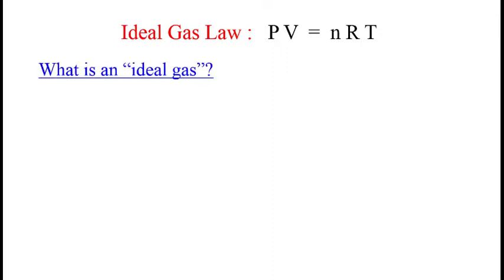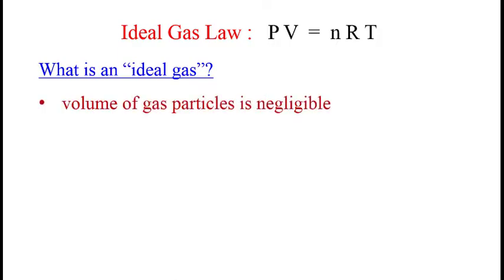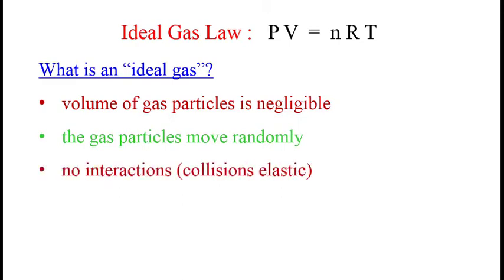There are three things that make a gas ideal. First, the volume of the gas particles, atoms or molecules, is negligible compared to the volume of their container. Next, the gas particles move randomly throughout the container. Finally, there is no interaction between molecules. All collisions between two molecules or between a molecule and the container walls are elastic.